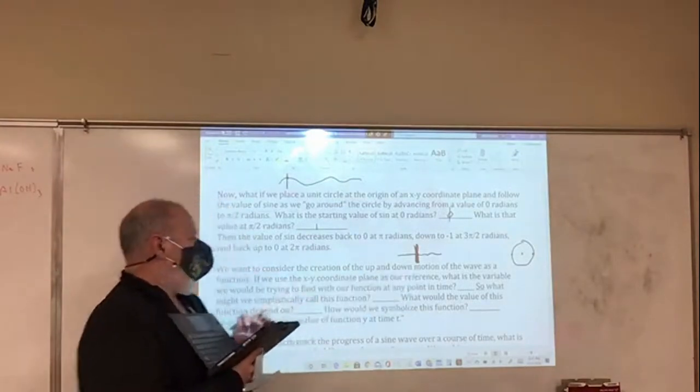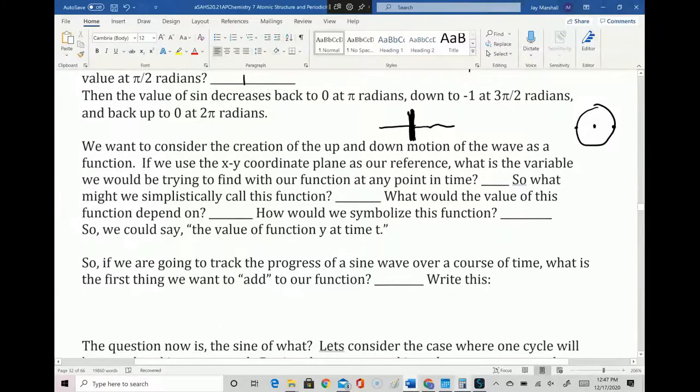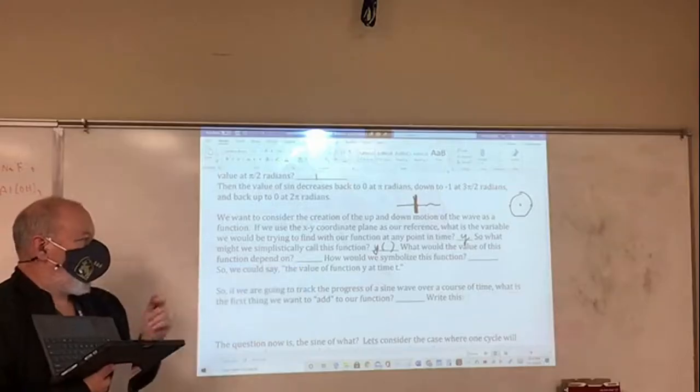If we use the xy coordinate plane as our reference, what's the variable that we're going to try to find at any point in time? What variable is represented by this axis? I'm making it too difficult. It's y, right? Okay, so we might call this simplistically the function y. Okay? y of something. And we've already asked the question, what would the value of this function depend on?